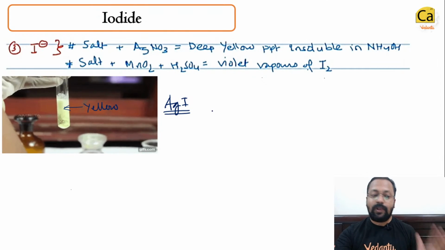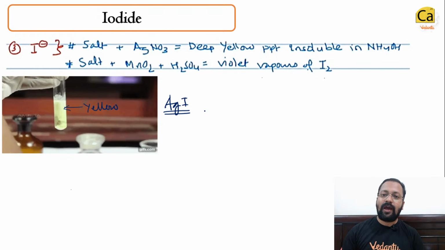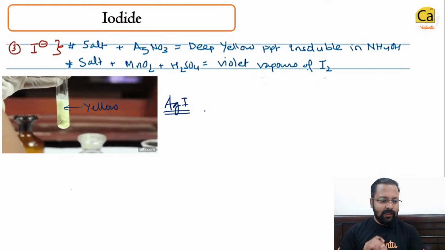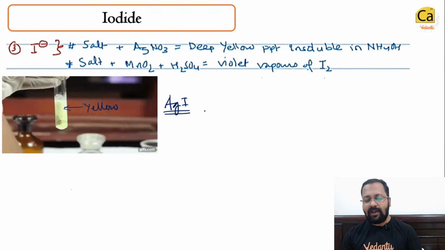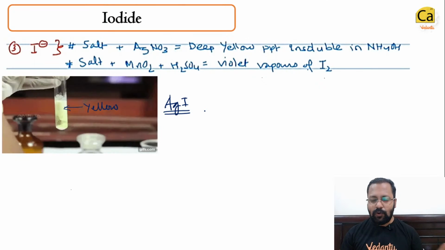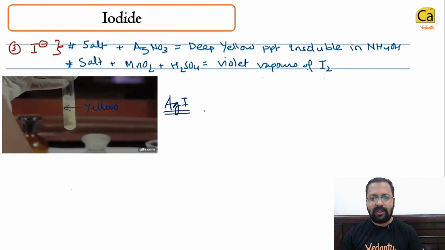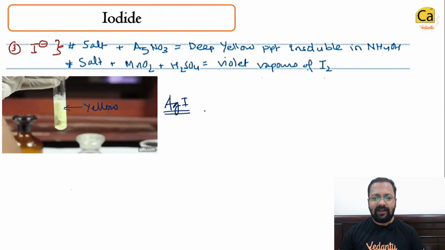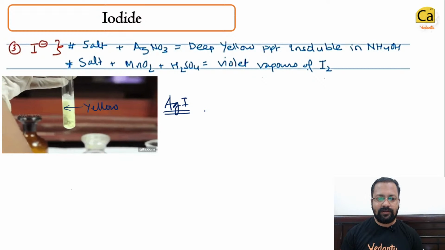AgI is insoluble in ammonium hydroxide. Okay, now guys, this is not there in class 11th, but it will come in JEE as well as NEET. Okay, it is there in class 12. This is a part of practical chemistry here. So anything that we are doing over here is exclusively for the JEE examination as well as for the NEET examination. Maybe it's not there in 11th, but yeah, it will be there in 12th.